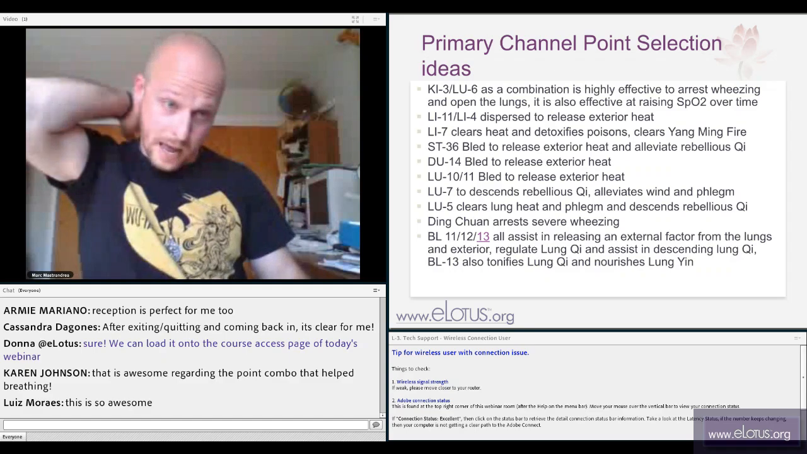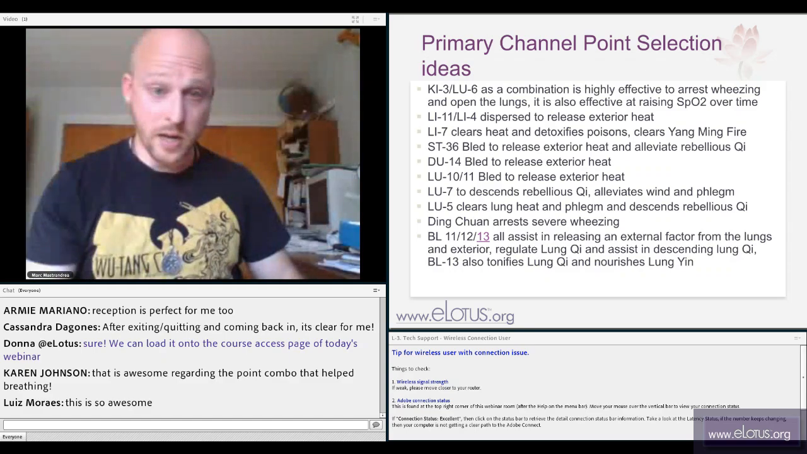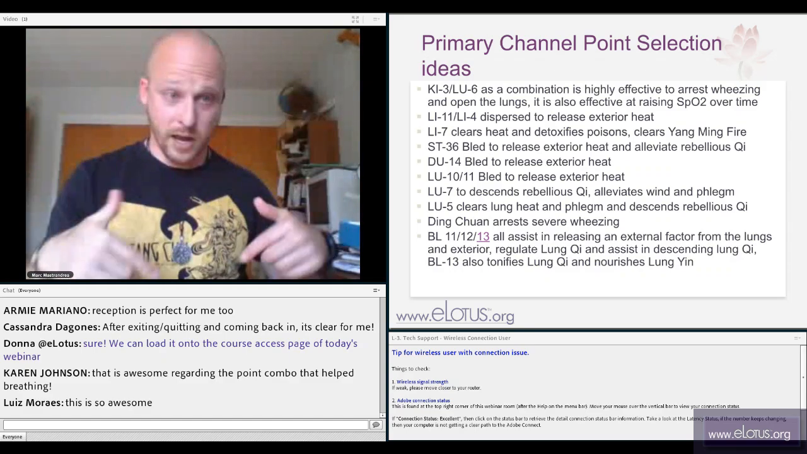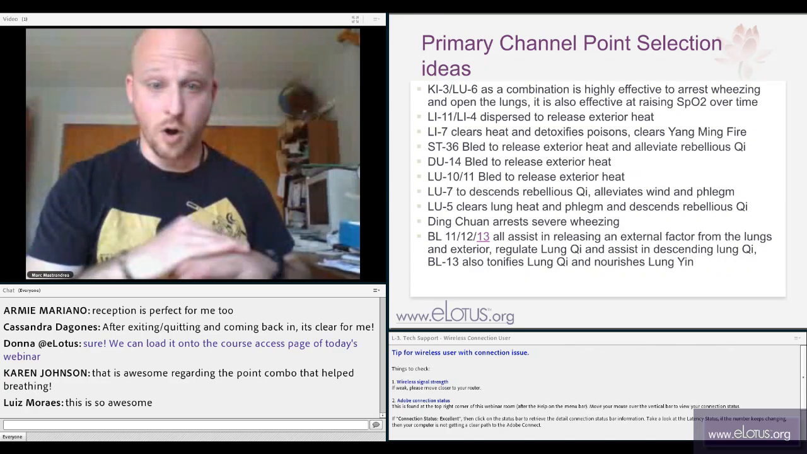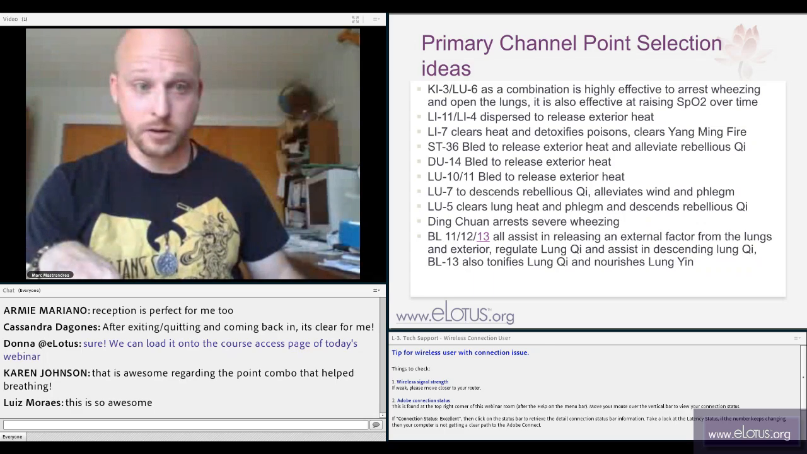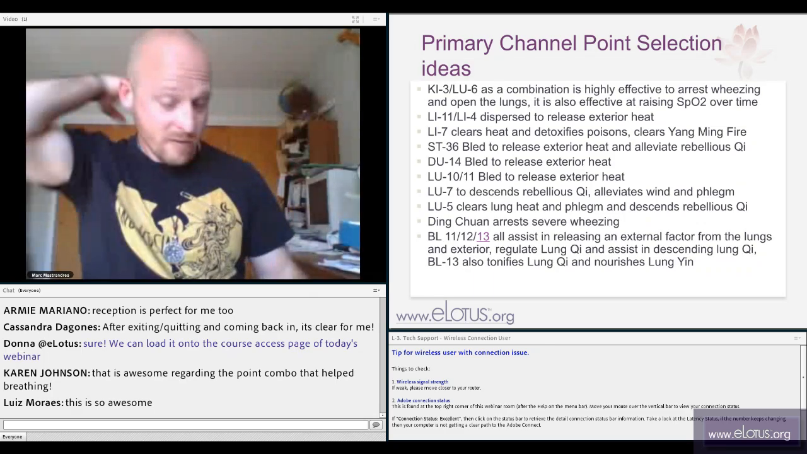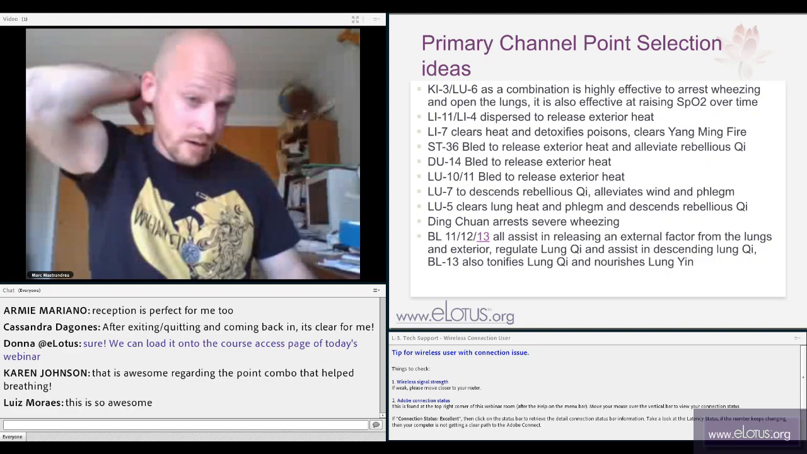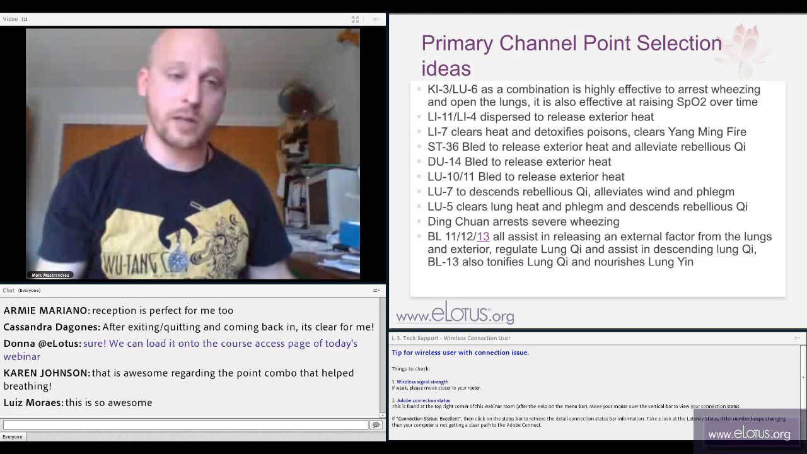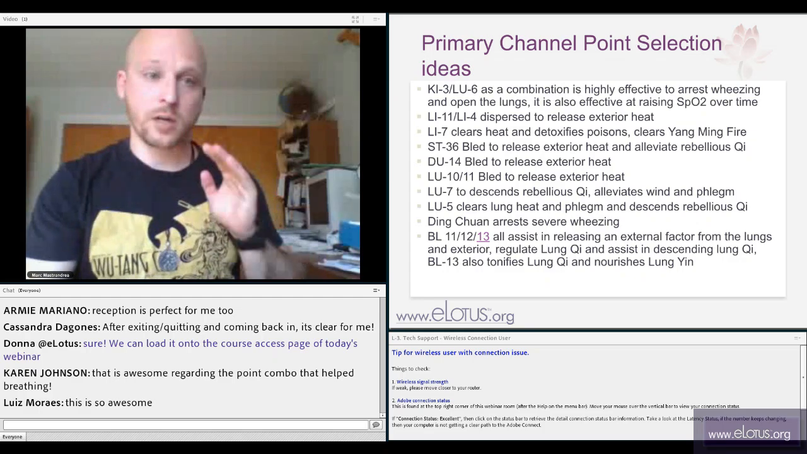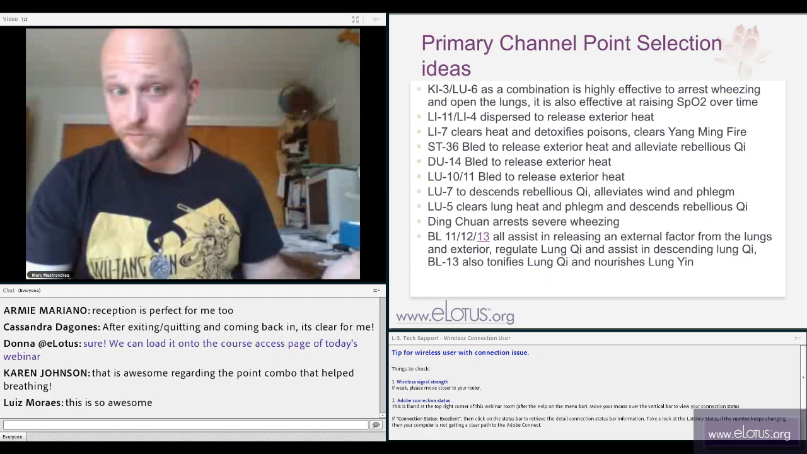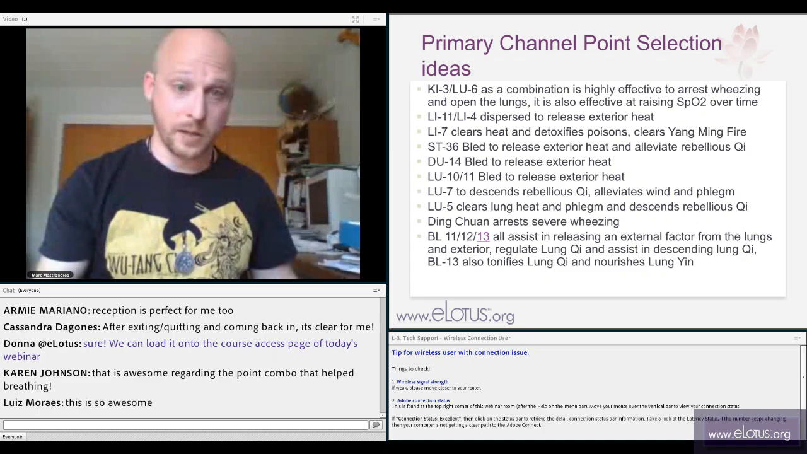Ding Chuan on the upper back, across from Du 14, arrests wheezing. You can point it downwards. It'll arrest wheezing and help to abate rebellious chi. Bladder 11, 12, 13 all assist in releasing an exterior factor, every single one of them. So even if you're worried, did I get bladder 12, bladder 11, bladder 13? They're all going to release an exterior factor from the lungs. They're also all going to regulate lung chi and assist in the descending of chi. If you have rebellious chi, it's going to help to descend it, particularly from the lungs.